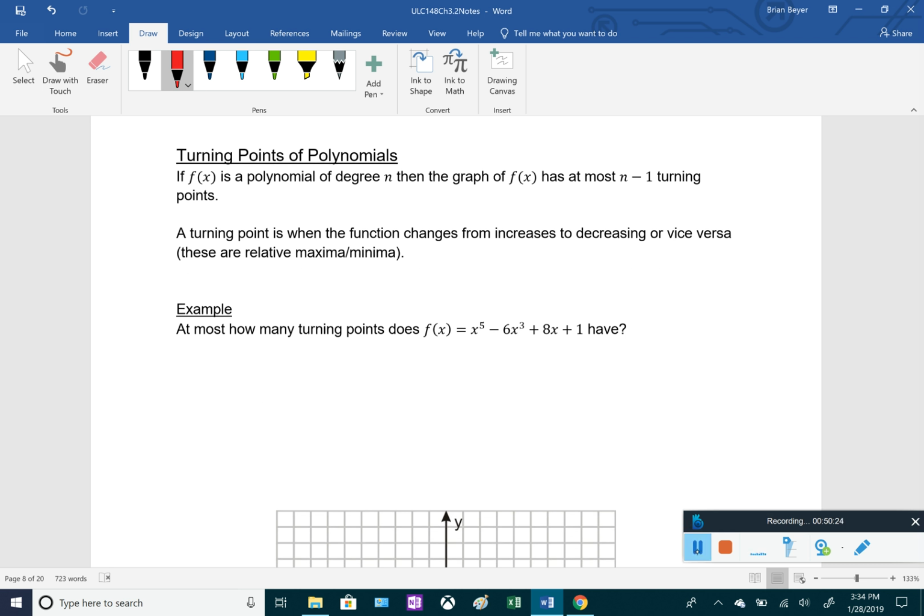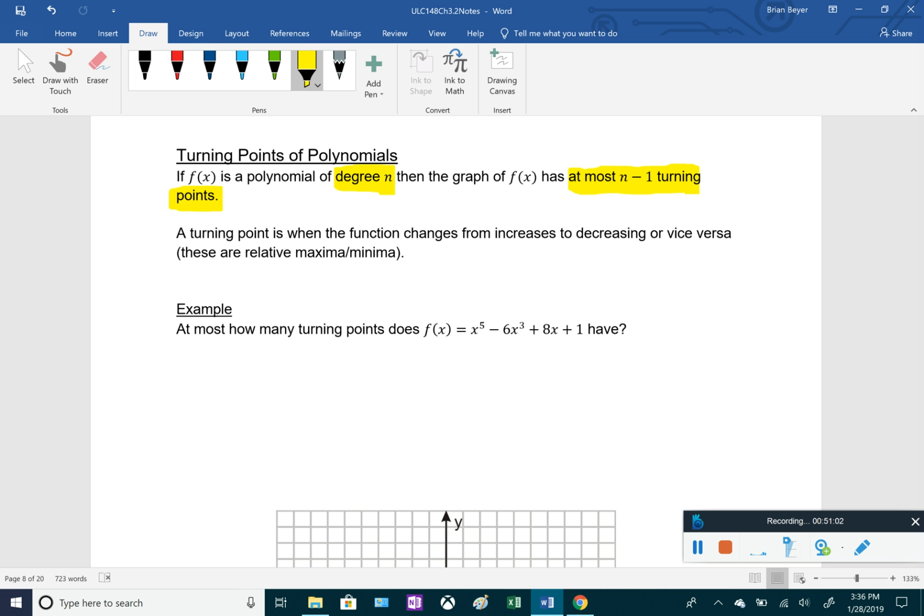So next, let's do turning points. For turning points of polynomials, if a polynomial is degree n, that means the graph of the polynomial has at most n minus 1 turning points. A turning point is when the function changes from increasing to decreasing or vice versa. These are also called relative maxima or relative minima values. So it's like the tops of the hills or the bottoms of the valleys on the graphs.